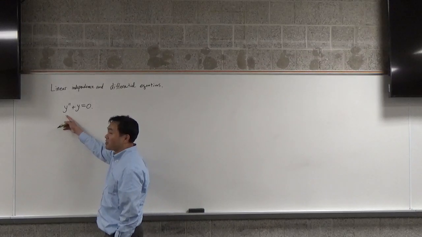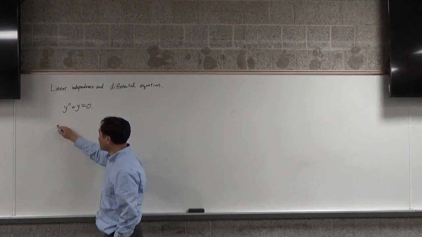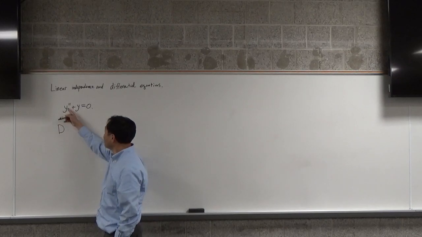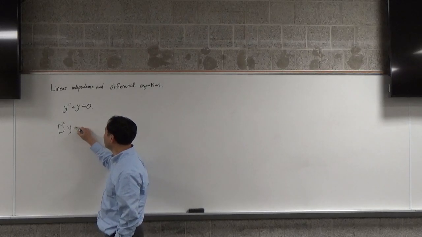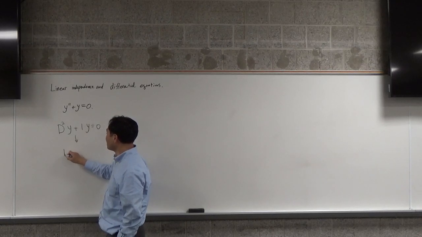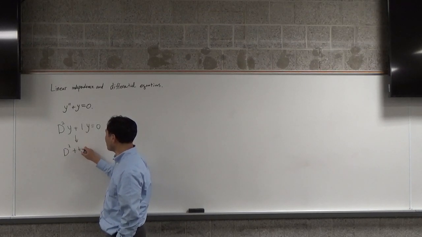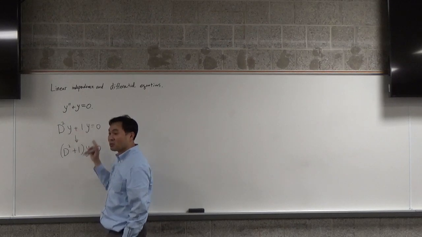There's a way to rewrite this in operator notation. This is the second derivative, so if I say D is the derivative, you can rewrite this as D squared applied to y. And you can think of y as 1 times y. And you can rewrite this as (D squared plus 1) times y equals 0, by factoring the y out. Okay?